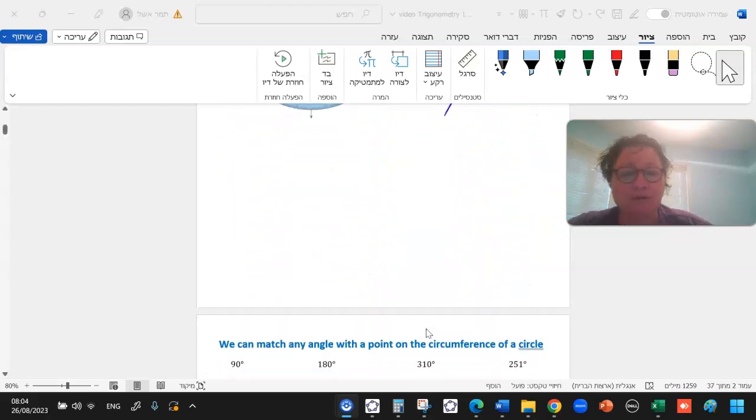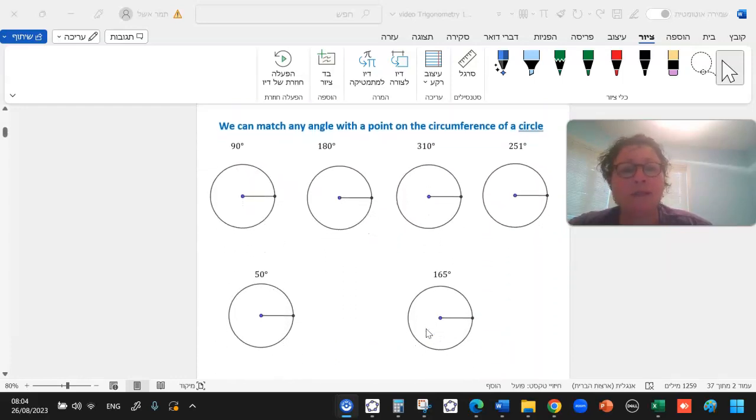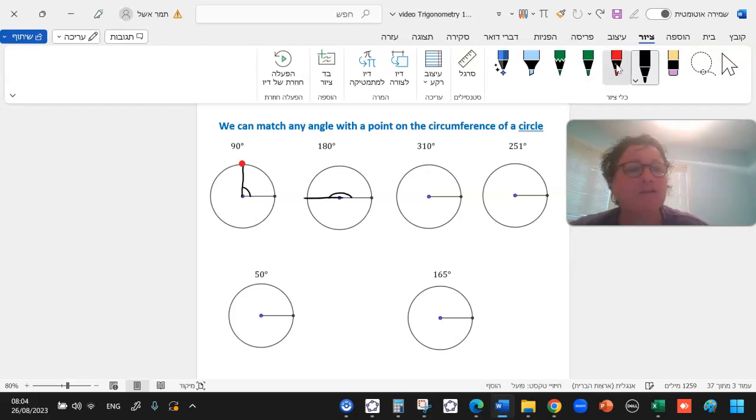Let's see some examples of angles, and to each angle we will match a point on the circumference of the circle. Our reference point will be this point on the right side. This will be considered as 0 degrees. So for 90 degrees, which is this angle, we will match this point. 180 degrees, half a circle, is represented by this point. 310 degrees is around here. The matching point is this one, and so on.